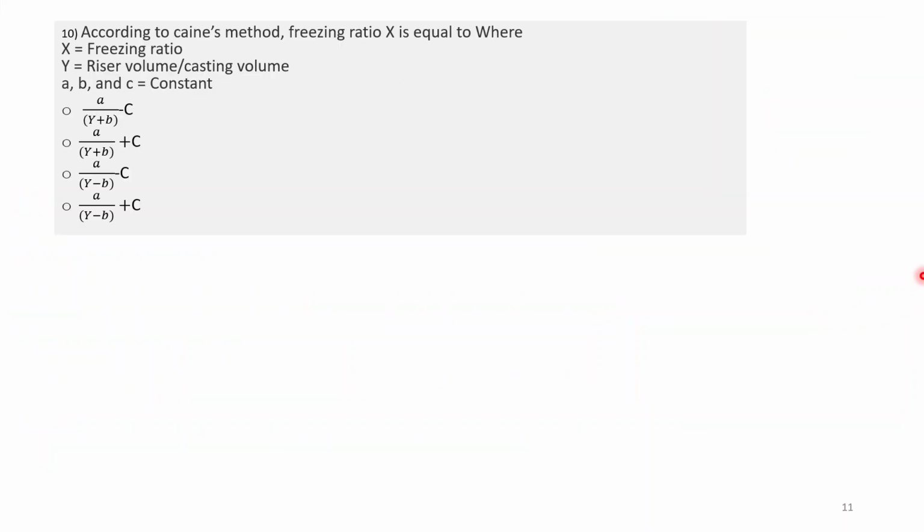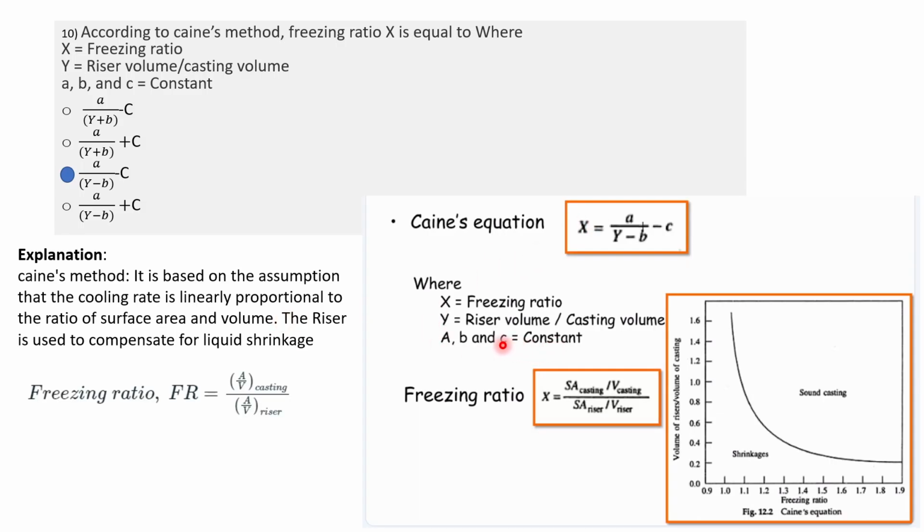Next question is, according to Keynes method, freezing ratio X will be equal to which of these? So this one will be the correct answer, A upon Y minus B minus C. Here A, B, C are all constants, and X is the freezing ratio, Y is riser volume divided by casting volume. Based on this you plot a graph, then you find out in which particular area you have to optimize your conditions for getting a sound casting.